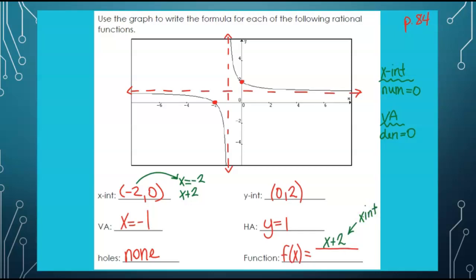Okay, so we're working backwards. What about the vertical asymptote? The vertical asymptote's x value is -1, so what's the linear factor that it would come from? So where does that go? On the bottom as the denominator. So that comes from the vertical asymptote.